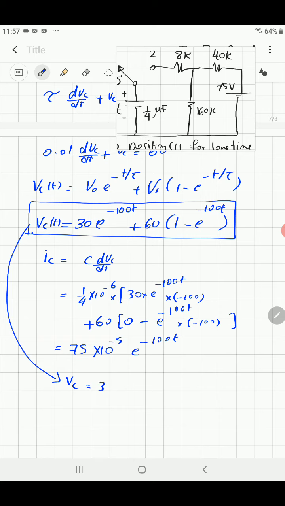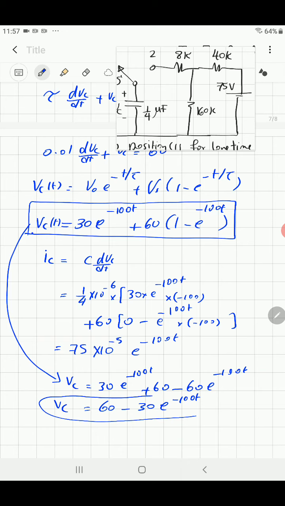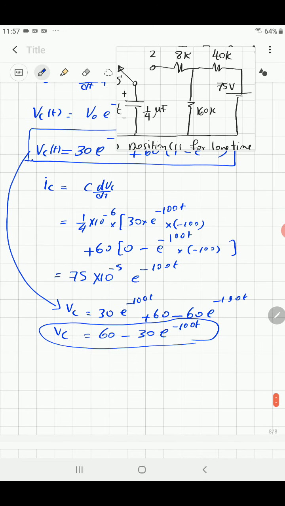30 e^(-100t), and then plus 60 minus 60 e^(-100t). So you have 60 as a constant here, and then 30 and minus 60 gives minus 30 e^(-100t). That will be Vc. That's another way, because in the exam you're going to have multiple choice, so maybe you will not find it looking like that. Maybe it will look like this, so you have to simplify it to get it like this. Okay. All right, so now we got Vc, we got Ic.